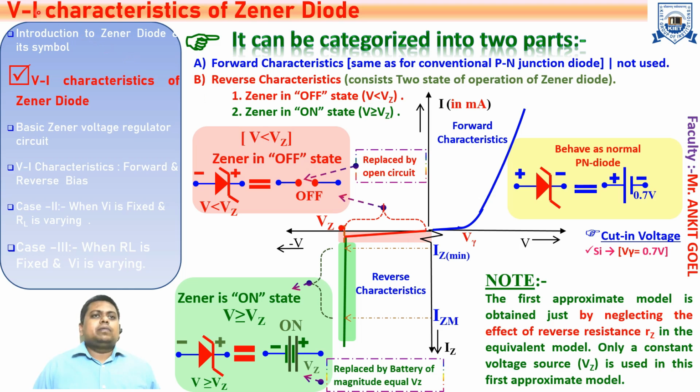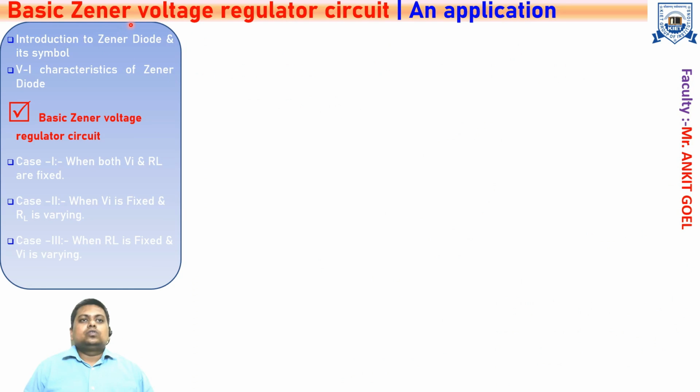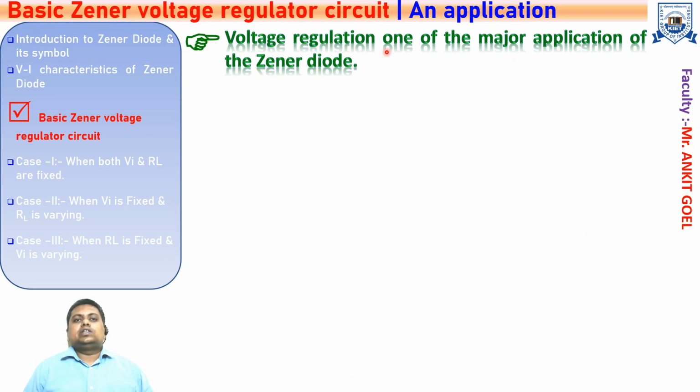So let's start with the basic Zener diode regulator circuit. So let's discuss the basic Zener voltage regulator circuit. Basically, voltage regulation is a primary requirement for saving any electronic devices from the sudden rise of the current. So we need to stabilize the voltage across the load. So for this, we use the basic Zener voltage regulator circuit.